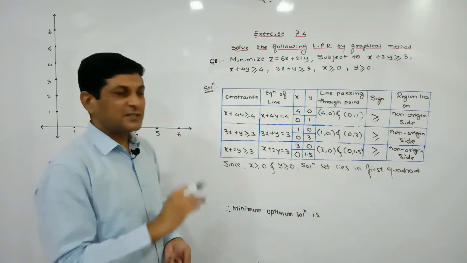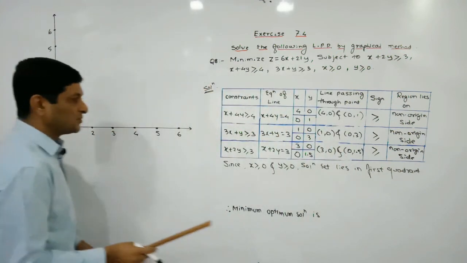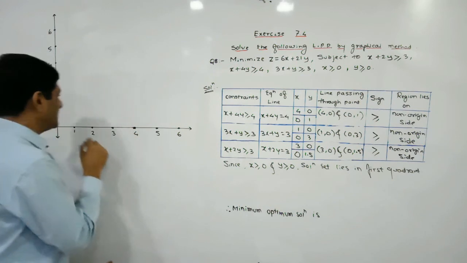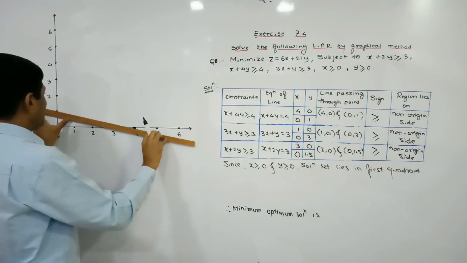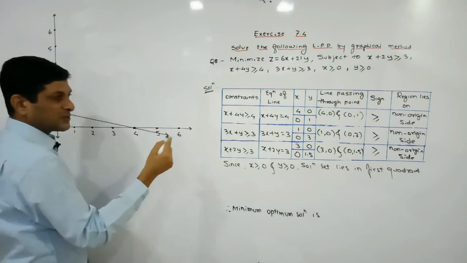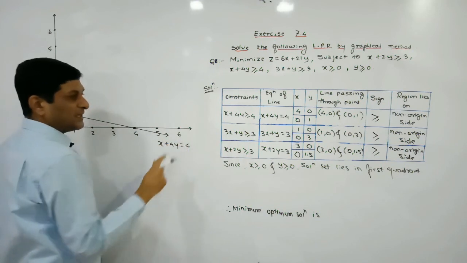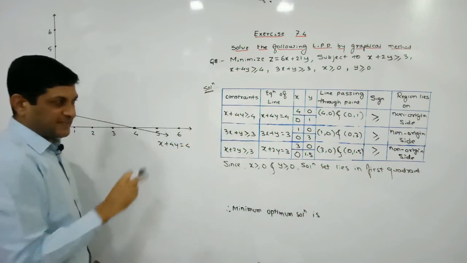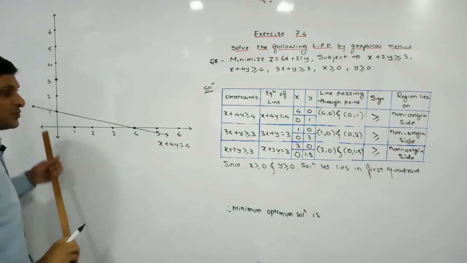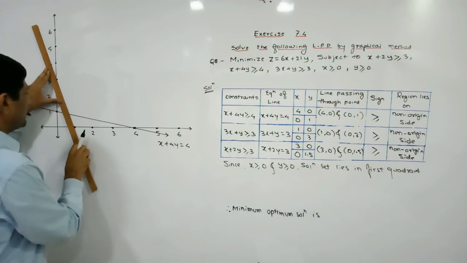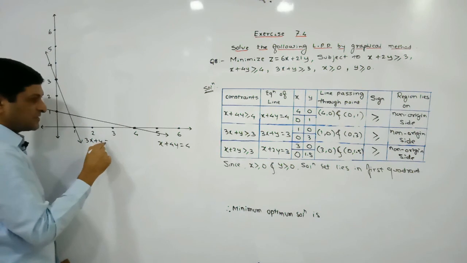Now let us construct these lines using the coordinates of the points. The first line passes through the points (4, 0) and (0, 1). Coordinates of 2 points on the first line are known to us, so simply draw a line passing through these 2 points. The equation of the first line is x + 4y = 4. Now observe the points on the second line, (1, 0) and (0, 3). Draw a line passing through these 2 points. The equation of this line is 3x + y = 3.